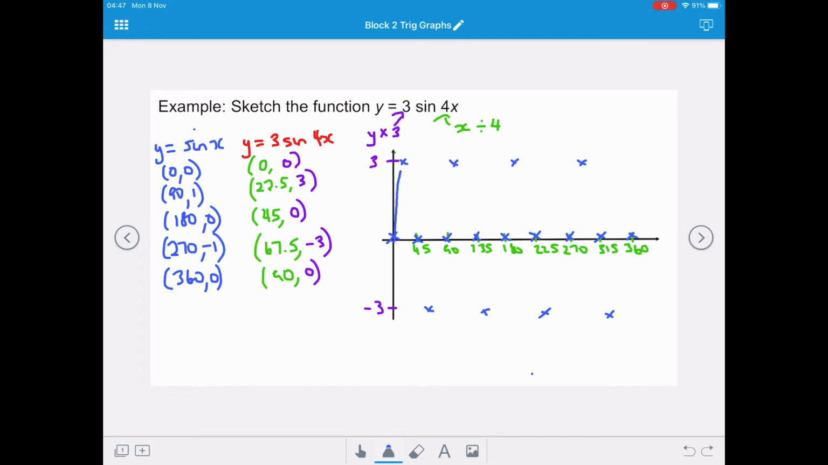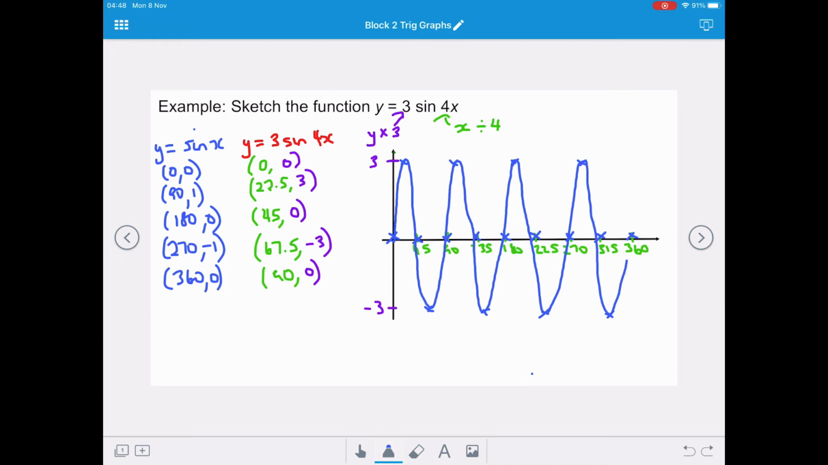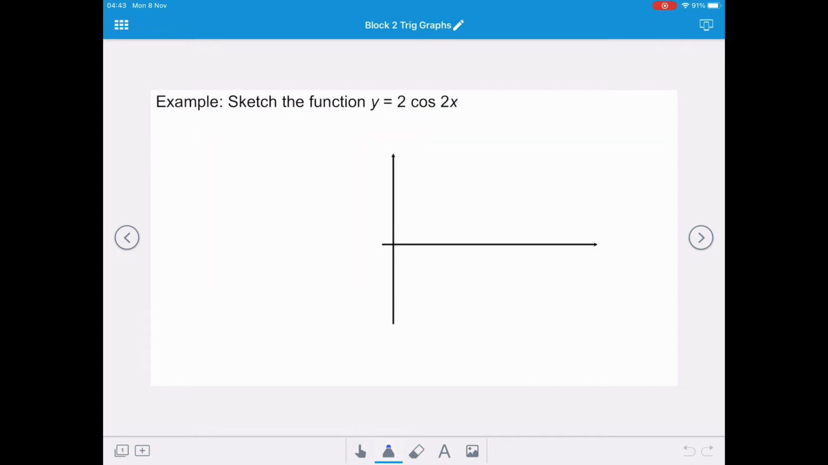Now we need to join these points together with a nice smooth curve, making sure that it goes through each of our zeros and each of our maximum and minimum points. This is the trickiest part of sketching the curve. And then we want to double check that we have 4 complete curves and label our curve with 3 sin 4x.